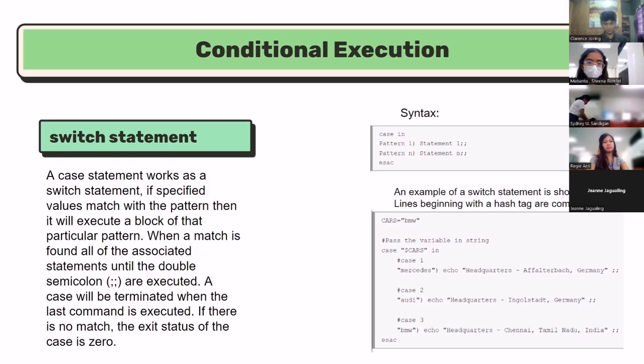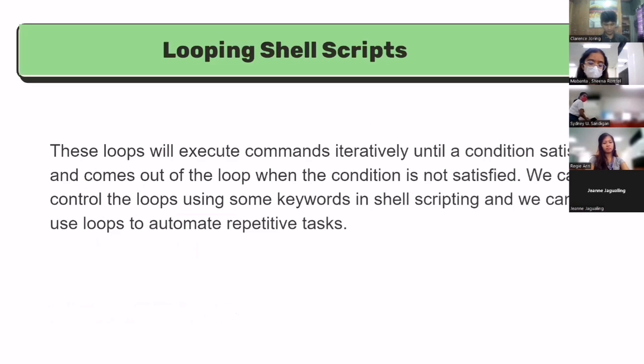Next, looping shell scripts. These loops will execute commands iteratively until a condition is satisfied and then come out of the loop. When the condition is not satisfied, we can control the loops using some keywords in shell scripting, and we can use loops to automate repetitive tasks. There are a total of 3 looping statements which can be used in bash programming.